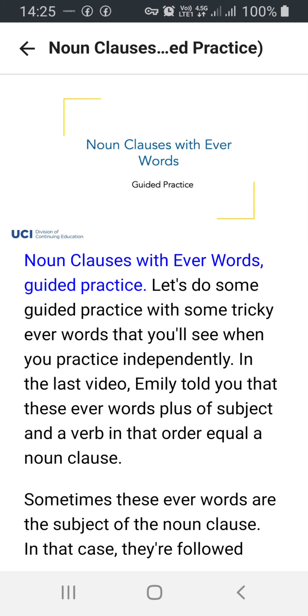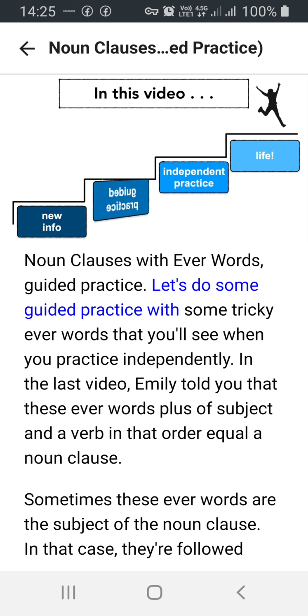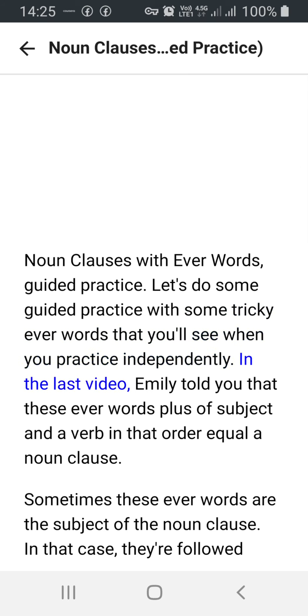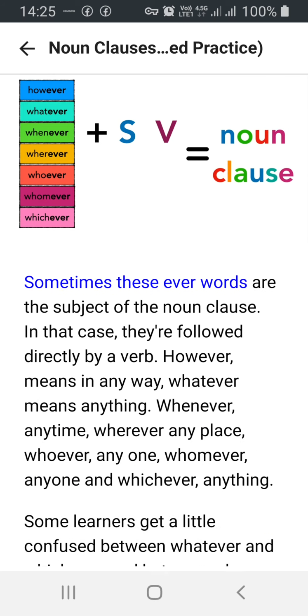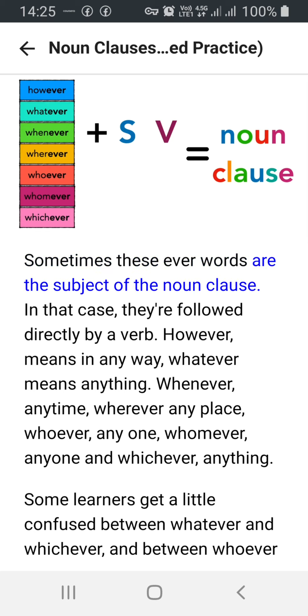Noun clauses with ever words. Guided practice. Let's do some guided practice with some tricky ever words that you'll see when you practice independently. In the last video, Emily told you that these ever words, plus a subject and a verb, in that order, equal a noun clause. Sometimes these ever words are the subject of the noun clause, and in that case, they're followed directly by a verb.